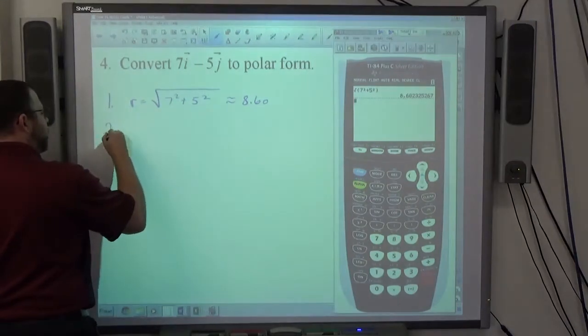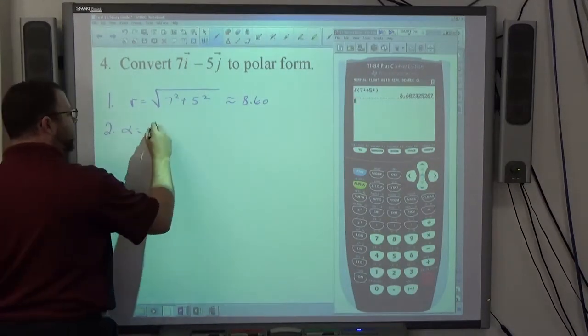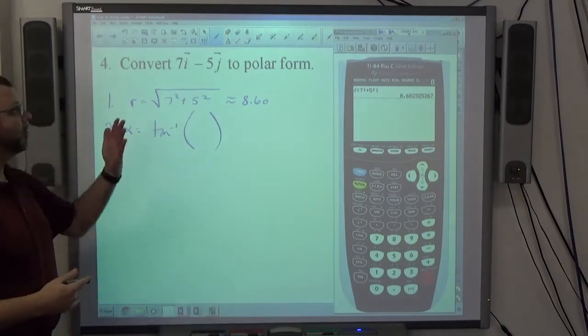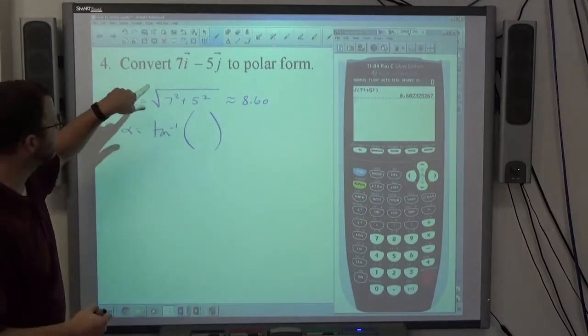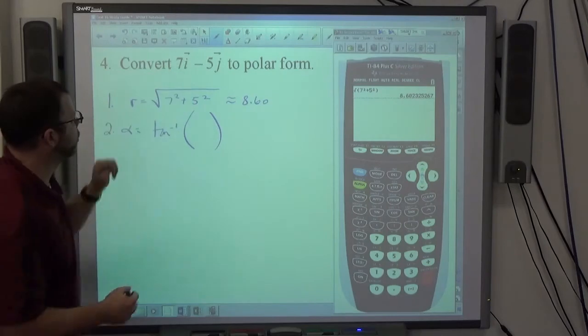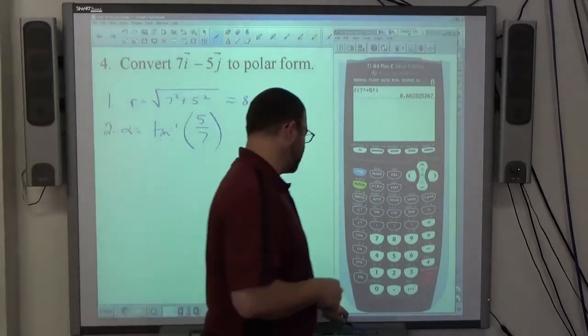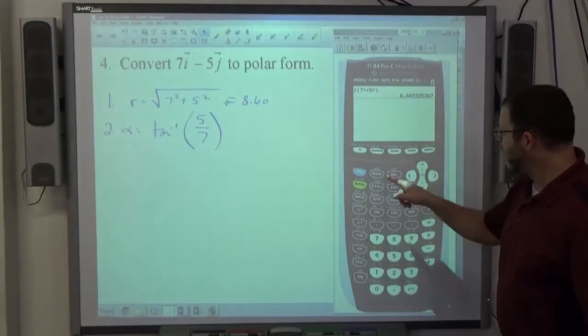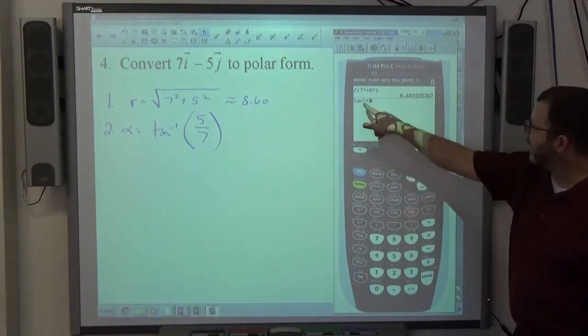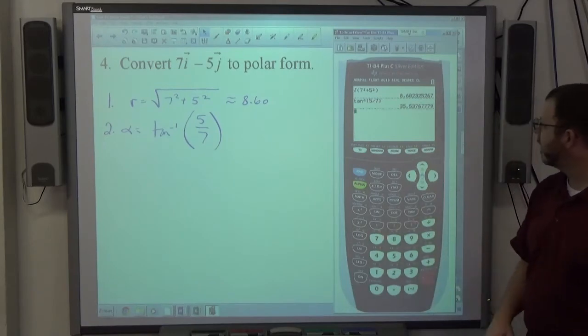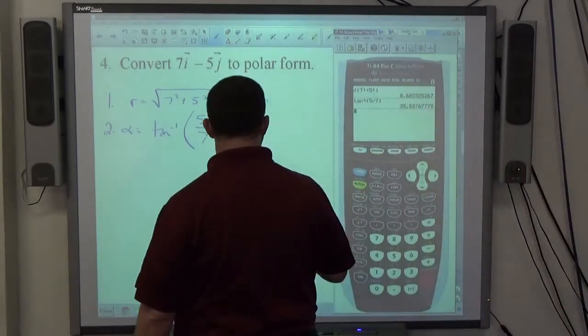Okay, step 2, we want to find alpha. Alpha is always the inverse tangent of the absolute value. Absolute value makes things positive, so again, ignore the minus sign in this step. The second over the first. It's always the second over the first. It's never ever anything other than that. So second over the first. So we get tan negative 1, second divided by first, parentheses, equals, gives me an angle of 35.54 degrees.